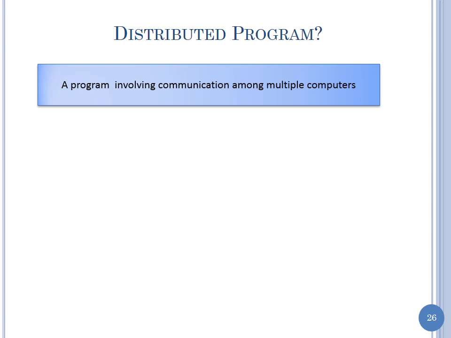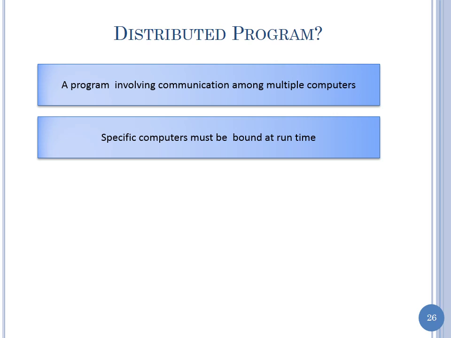So when we talk about distributed programs, what do we really mean? Let's go with this definition, and this will be a little clearer. When we say that a program is distributed and it runs on multiple computers, it's not that it runs on multiple computers, it can run on multiple computers. The specific computers are not bound when the program is written, because the program is not dependent on a specific set of computers.